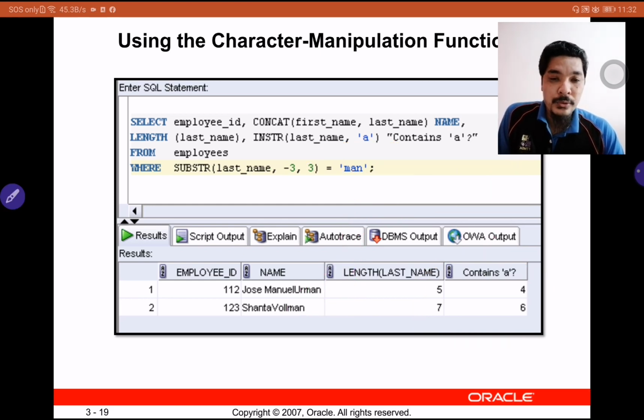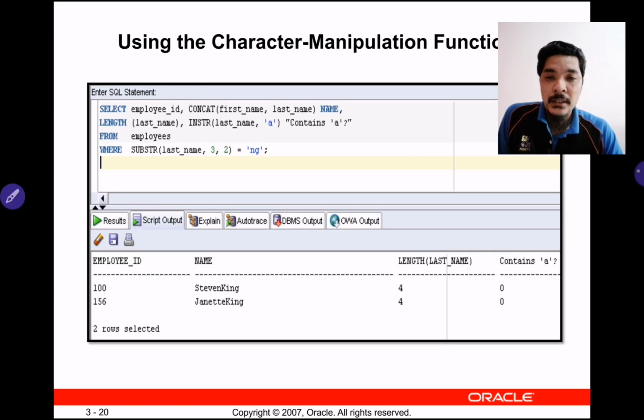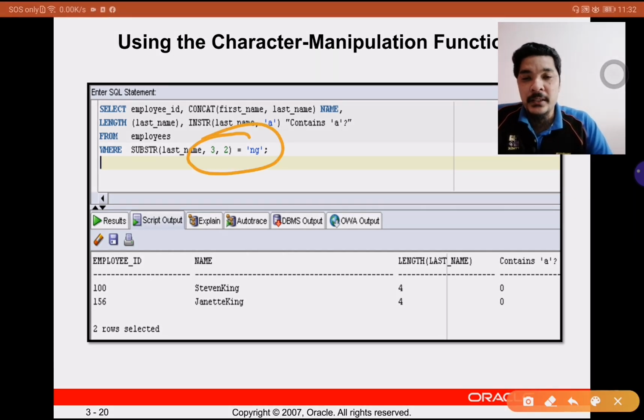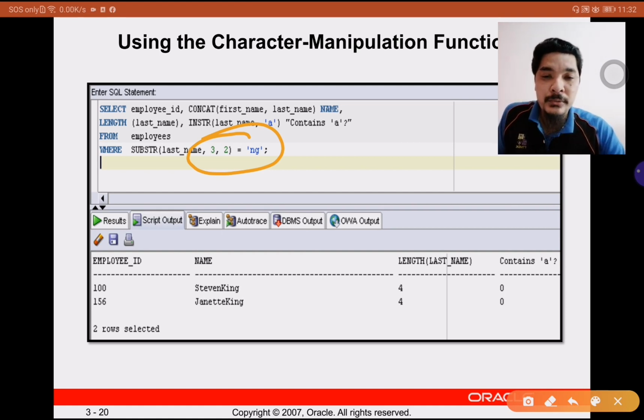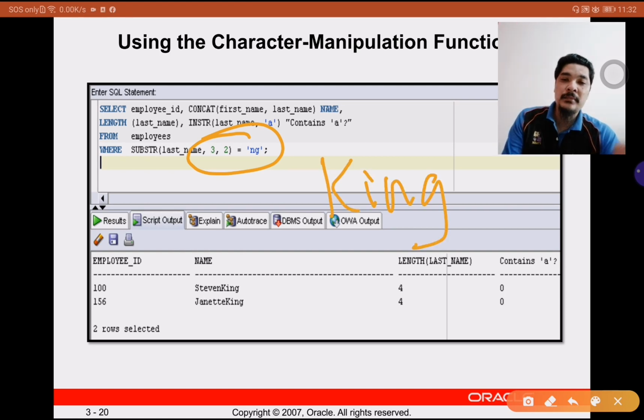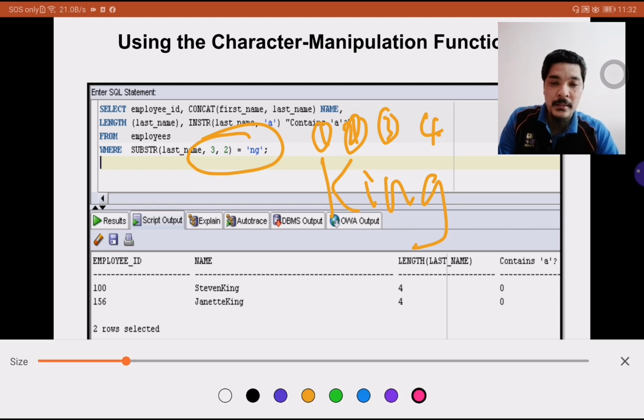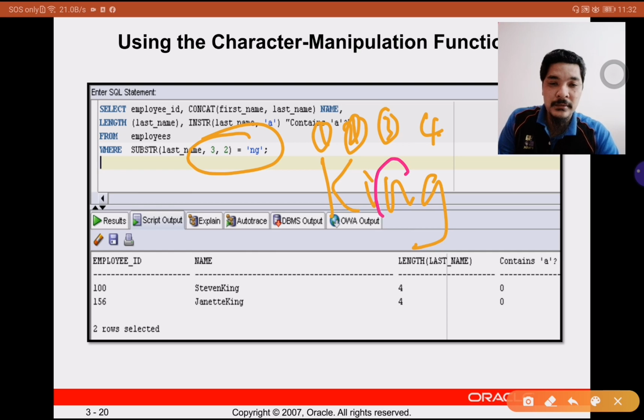Okay, last one. The same goes here. If you can understand, 3 and 2, what is the meaning of 3 and 2? In this example, let's say we have KING here. We start with 3. There is no negative here, so we start from the left: 1, 2, 3, and 4. So where's 3? 3 is here.